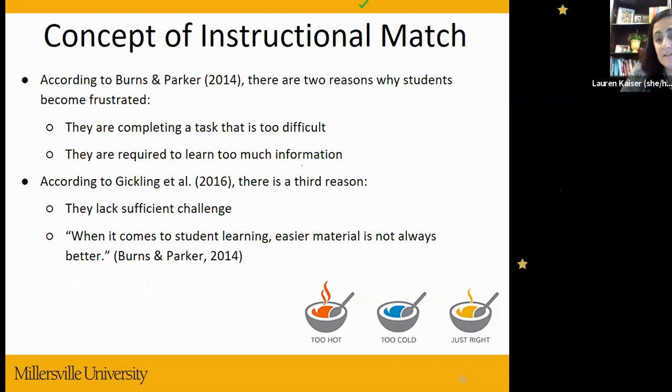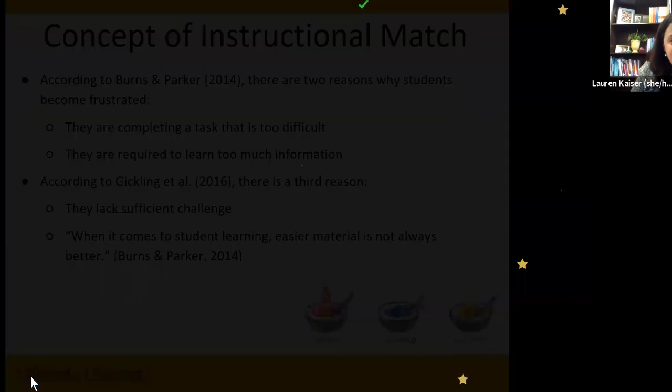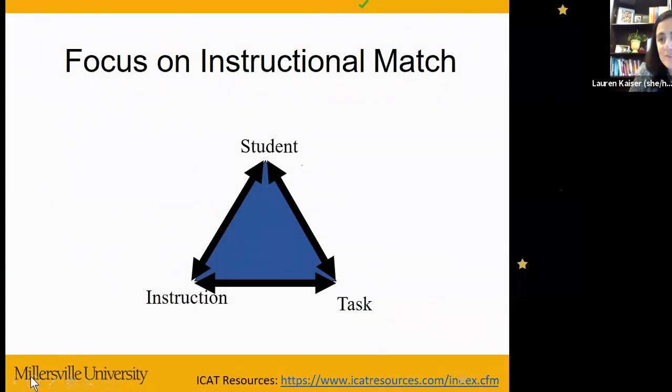And that Gickling also talks about lack of sufficient challenge, and that if it's too easy, it's also going to pose problems. I say the Goldilocks principle: it's too hot, too cold, just right. It needs to be just right. And that's the concept of Vygotsky's zone of proximal development, right?